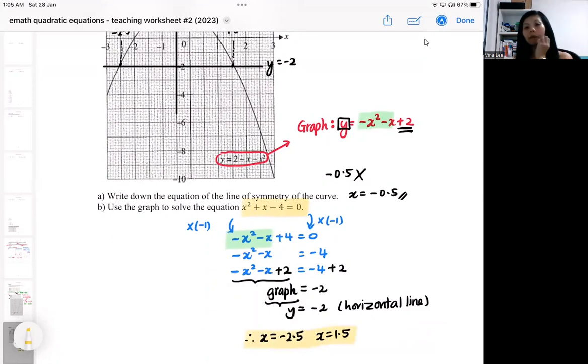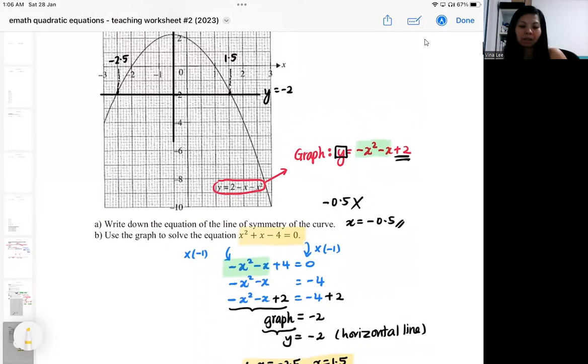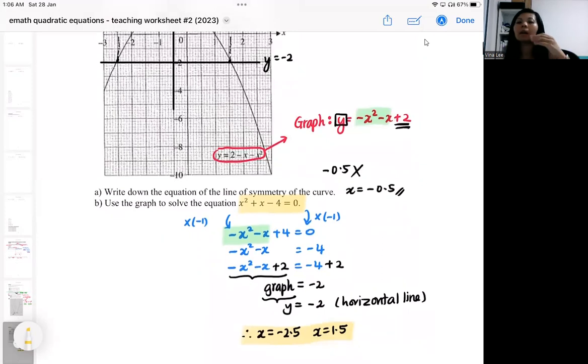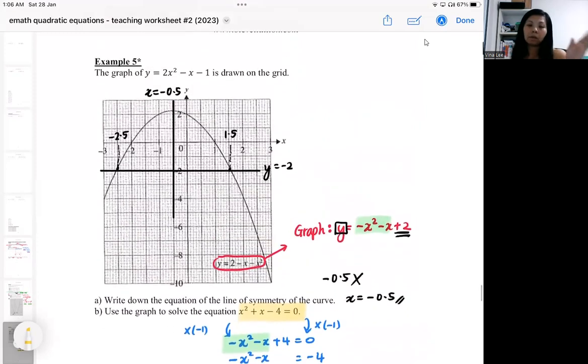But I got it from the graph. I tried to manipulate the equation to match the graph. My solution doesn't come from the x-intercept. My solution comes from adding the horizontal line and getting the intersection with the horizontal line. So this is a challenging part. This is the part that you will be revisiting, in fact, in another topic called graphical solution.